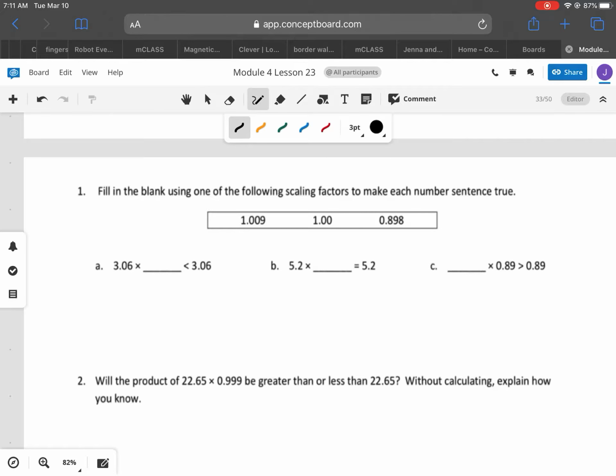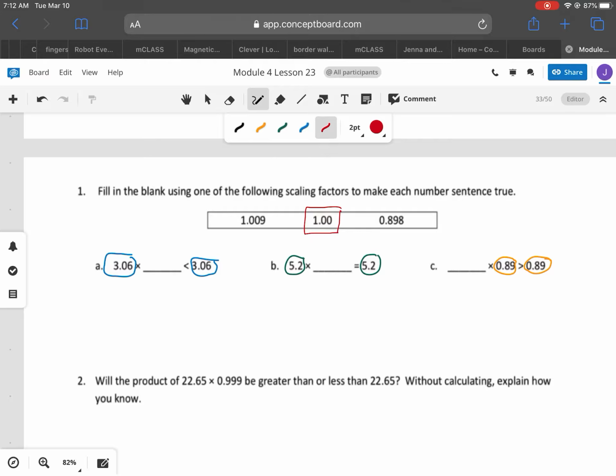Alright, so here it says fill in the blank using one of the following scaling factors to make each number sentence true. Now, I want to draw your attention first to this one. It's a 1. So if we multiply something by 1, it's going to be equal. As you can see, on this side there is the same number as on this side. Over here is the same thing. We have the same number as the number over here.